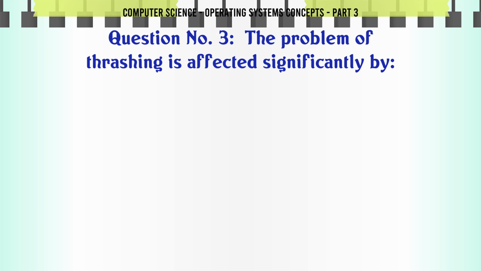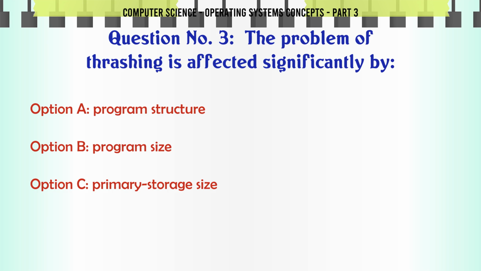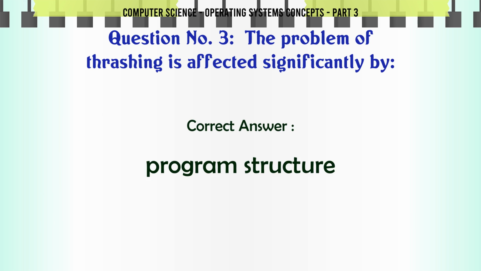The problem of thrashing is affected significantly by A. Program structure. B. Program size. C. Primary storage size. D. All of the above. The correct answer is program structure.